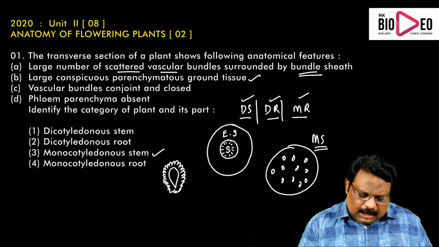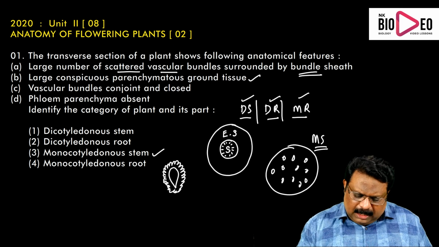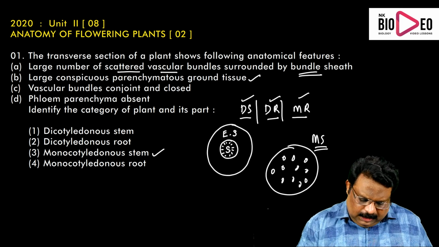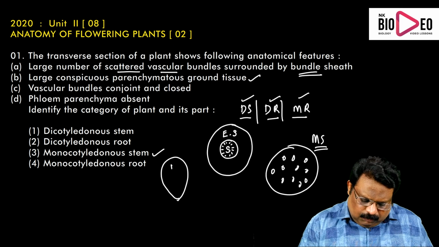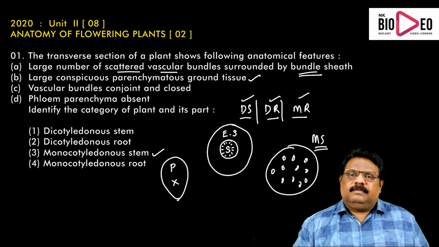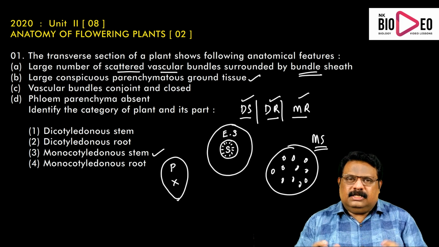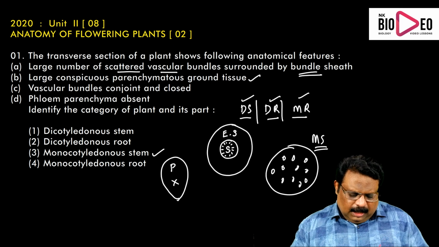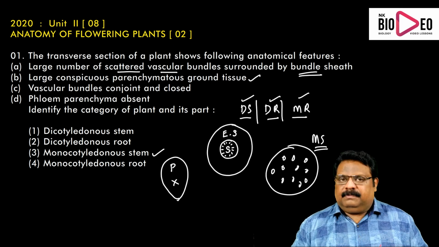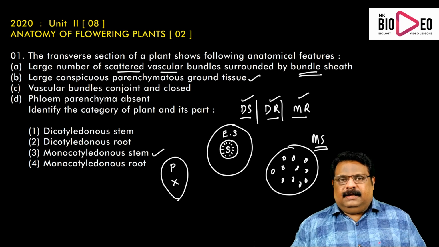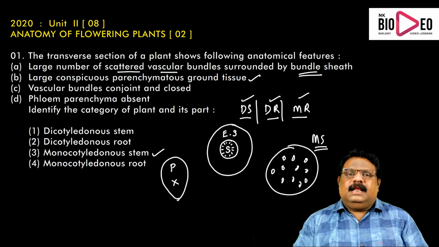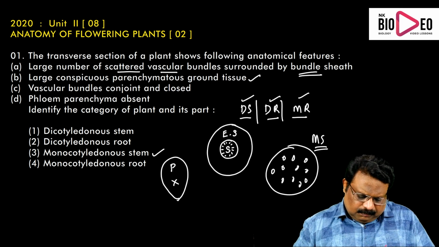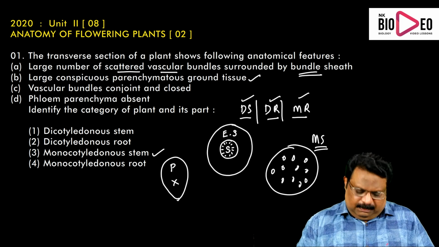Then the vascular bundles are conjoined and closed. What is meant by conjoined vascular bundle? In a vascular bundle, the phloem and xylem are present. When xylem and phloem are seen together in a joined manner, it is called a conjoined vascular bundle. Conjoined vascular bundle is present in dicot stem and monocot stem. In dicot root and monocot root, the xylem and phloem are separate, in different radii. That condition is called a radial vascular bundle. So radial in root, conjoined in stem.